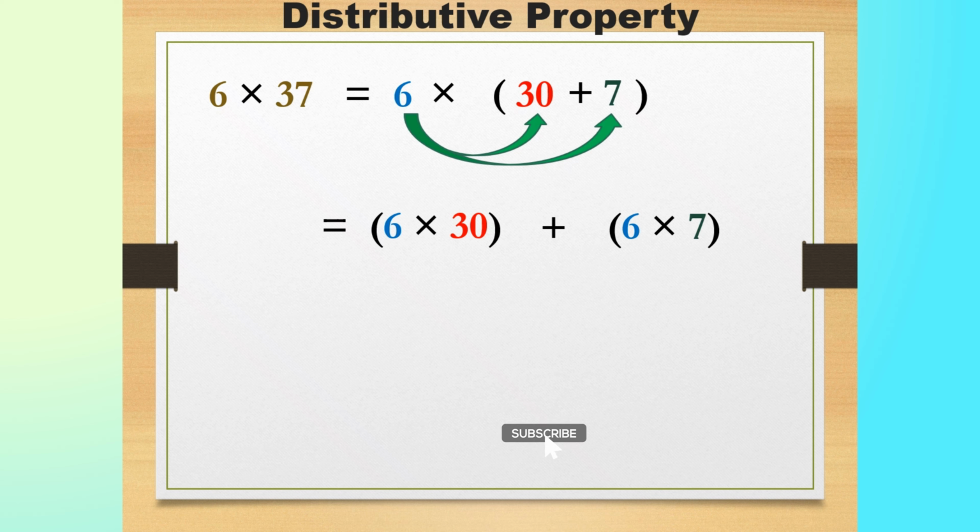6 times 30 gives us 180, plus 6 times 7 is 42. So 180 plus 42 gives us 222.